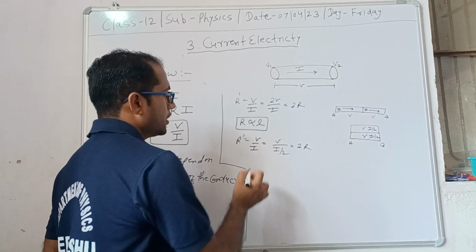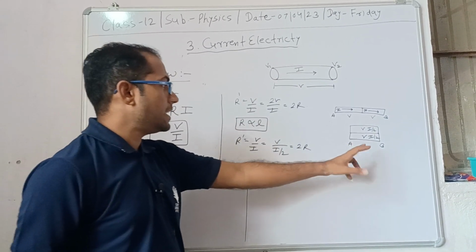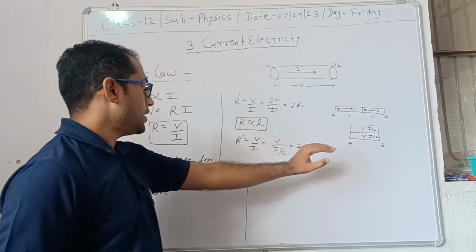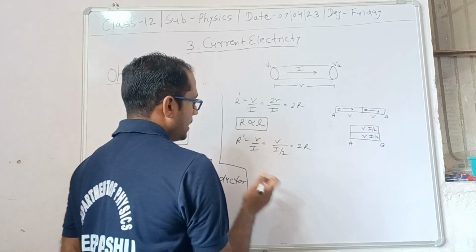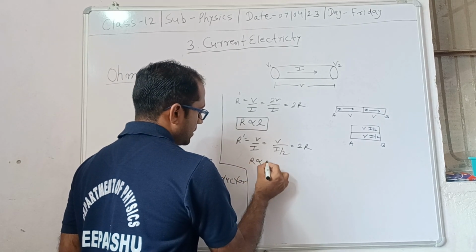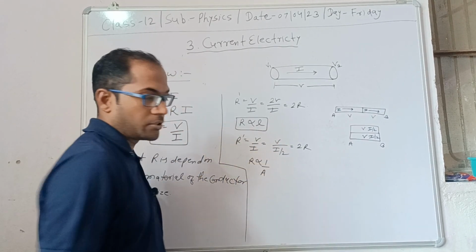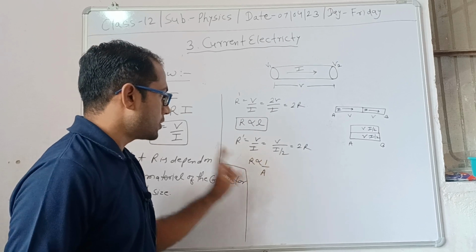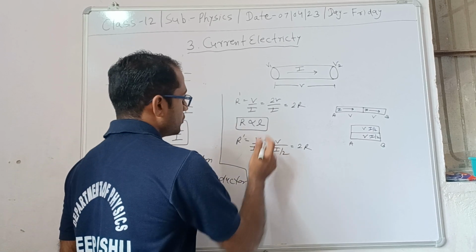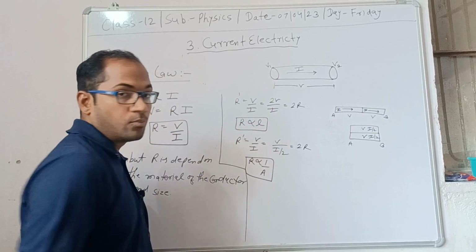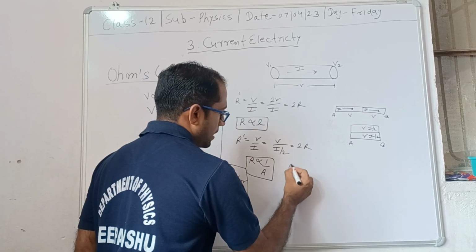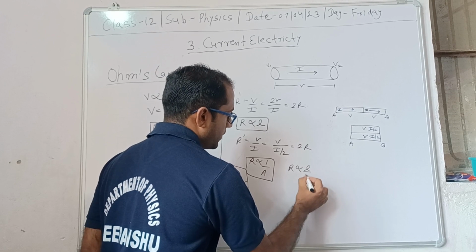So in this case, we know that if we increase the area, then we get an inverse relation: R is inversely proportional to A. So if we combine both formulas, we get R is proportional to L by A.